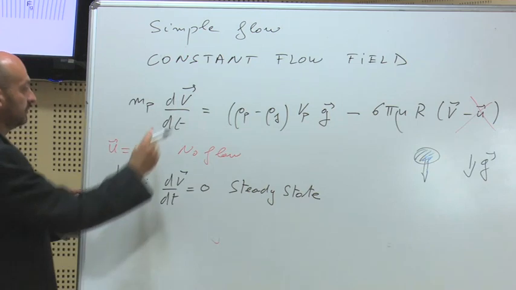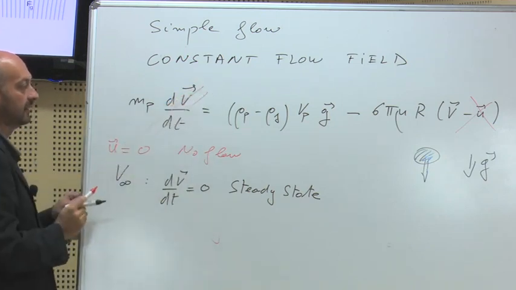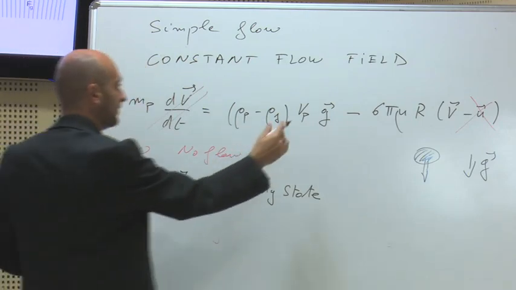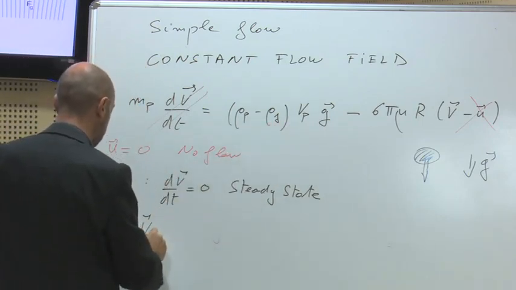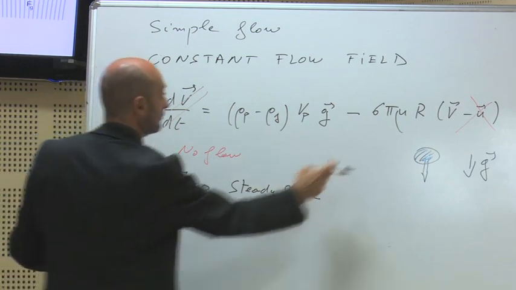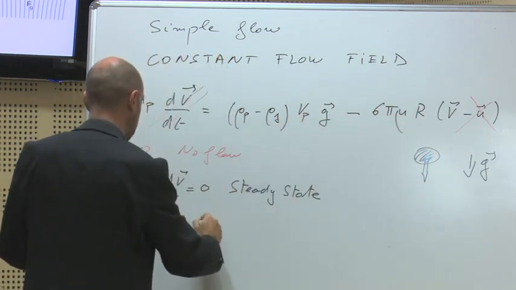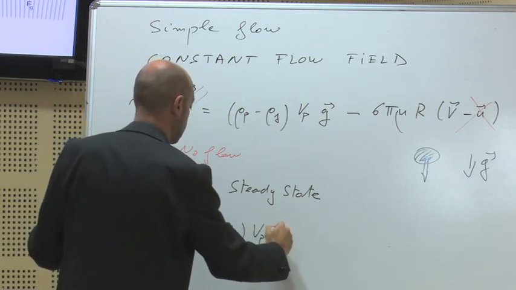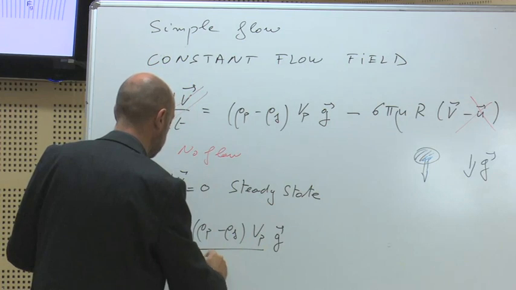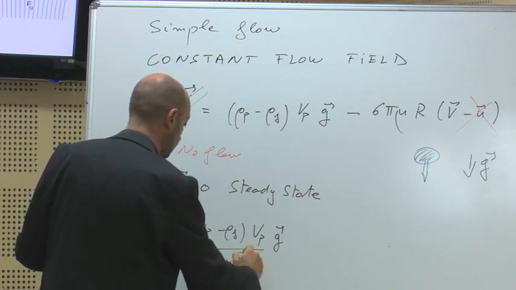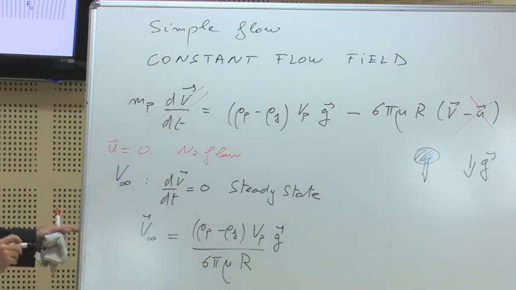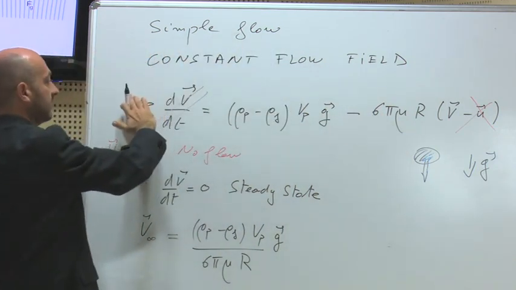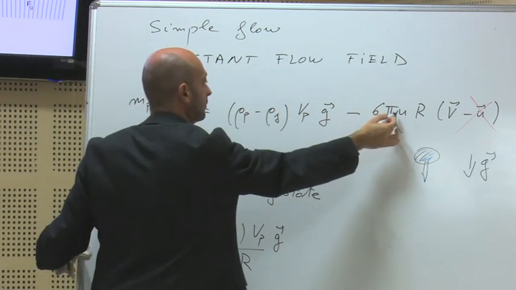Okay, so steady state means that we don't have any acceleration. So we just have to balance these two forces. So v infinite would be (rho p minus rho f) vp g divided by 6 pi mu r. Just take this equation, this is 0, I take this on that side, and I divide by 6 pi mu r.